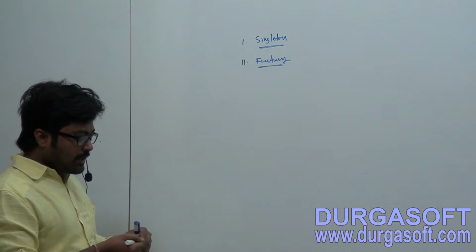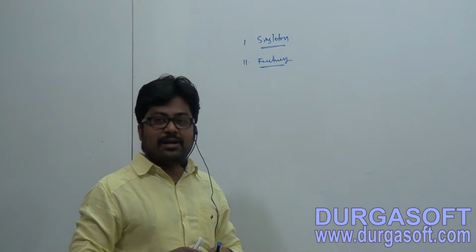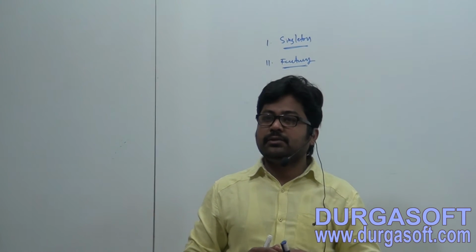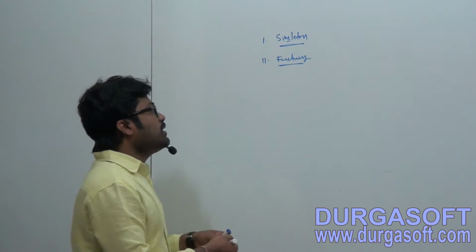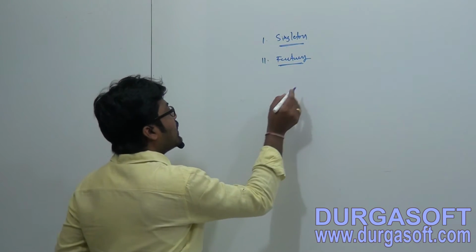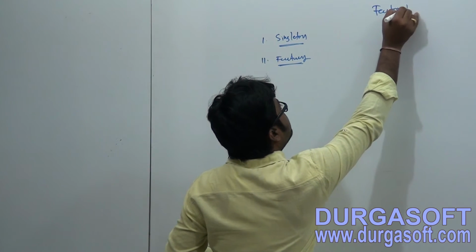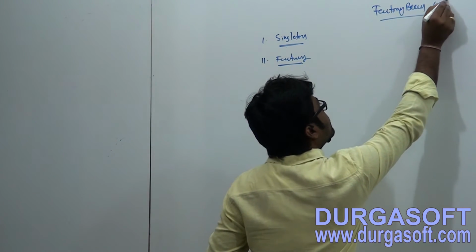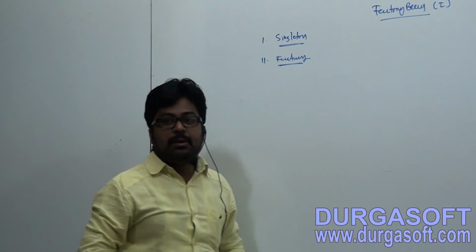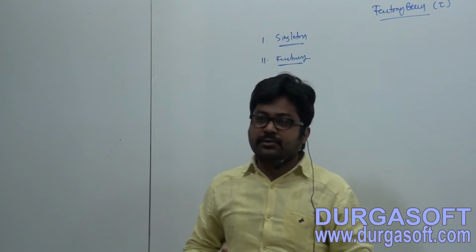For implementing factories, yesterday we saw two approaches: one is static factory and one is instance factory. And we have one more approach. In Spring they have given one interface, the FactoryBean interface. By implementing this FactoryBean interface, you can also implement a factory class.